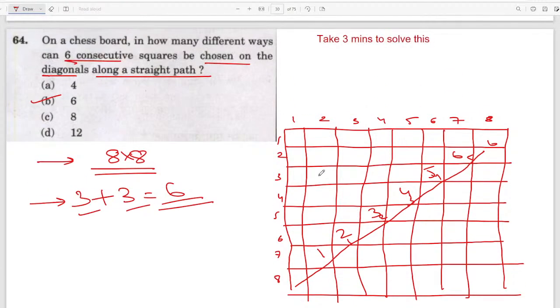They're asking for squares chosen on the diagonals along a straight line, not in any other lines. And you have to choose 6. You don't have to number them. So there is only selection here. There are just 3 ways in which you can select the 6 consecutive blocks. I hope this is clear. If you have any doubts, please ask.